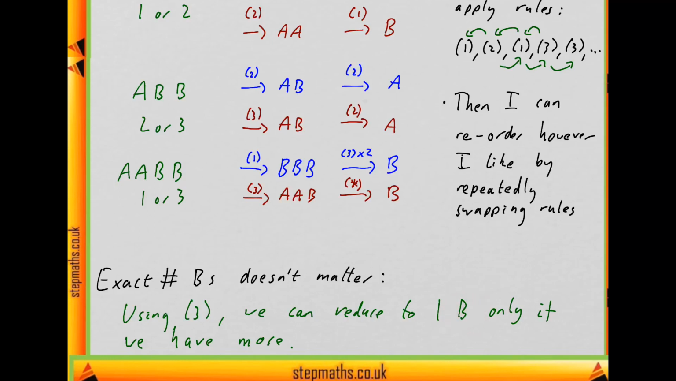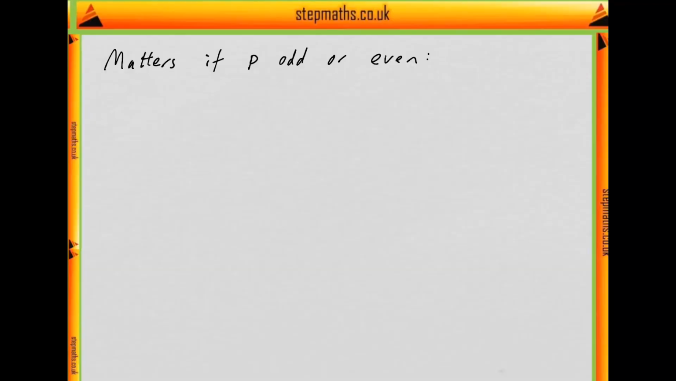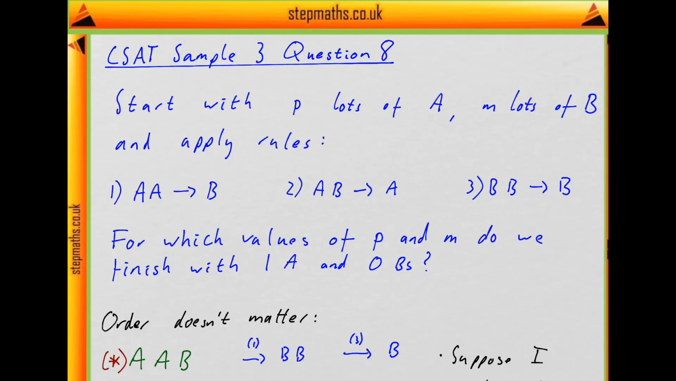Okay, so now let's think about the A's, which are a bit more complicated. The next thing we note is it matters if p is odd or even. So p is the initial number of a's. And that's because if we think back to our rules, rule 1 lets us take any two a's and get rid of them. And the other two rules basically just eliminate b. So if a and b, we get rid of the b. If we have b and b, we get rid of the b. But this one gets rid of a's, and it gets rid of two at a time.